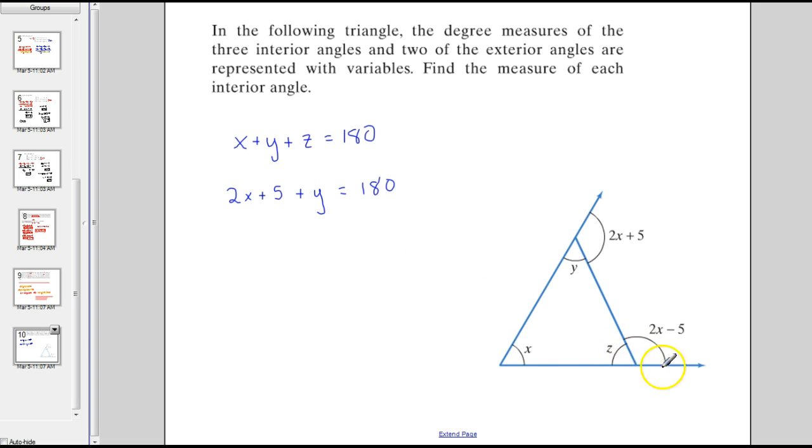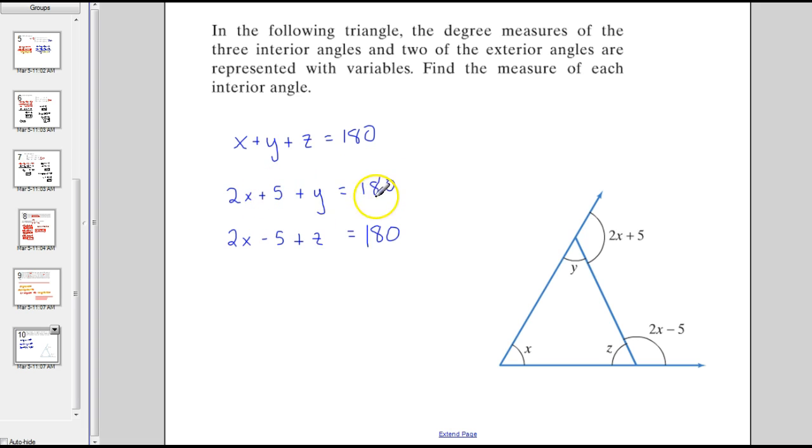And then these two form a straight line. So z and 2x minus 5 form a straight line. So I can write 2x minus 5 plus z equals 180. So there's my three equations, but again, I'm going to get them in this form, x, y, z, number. So this is x, number, y, and then a number.